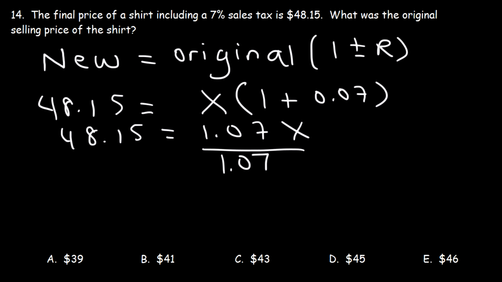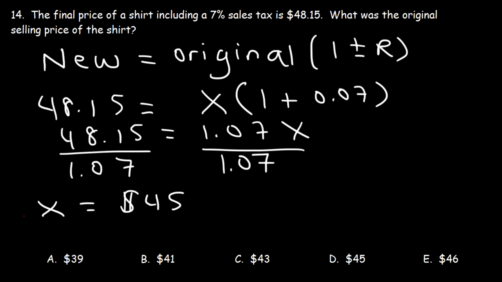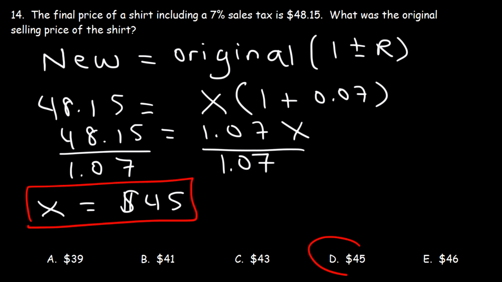So let's divide both sides by 1.07. So this will give us the original price. So it's 48.15 divided by 1.07, and that's equal to $45. Which means that D is the right answer.